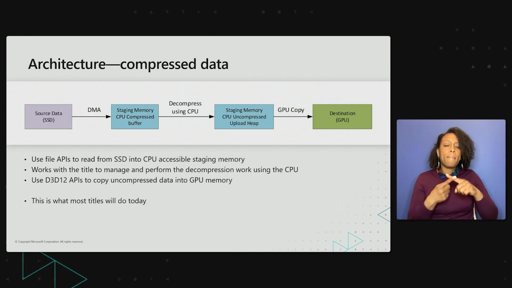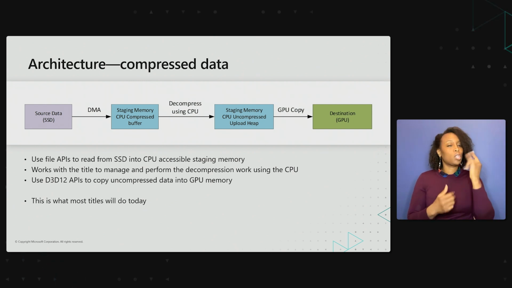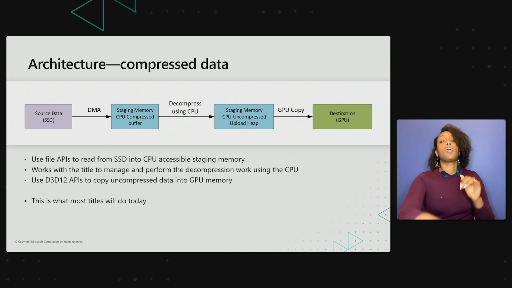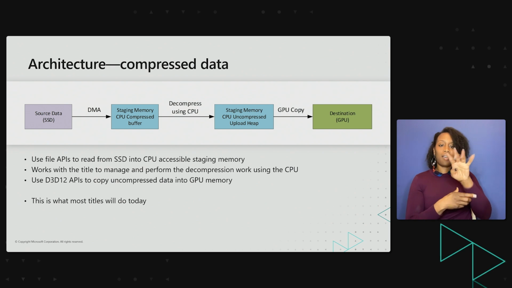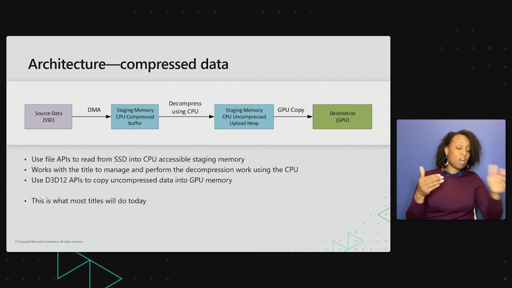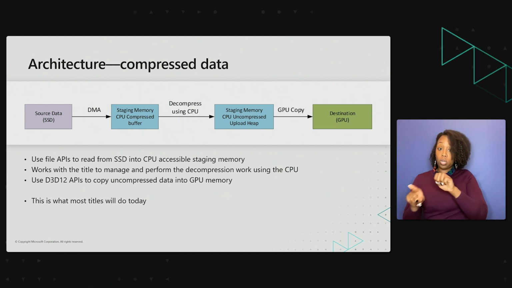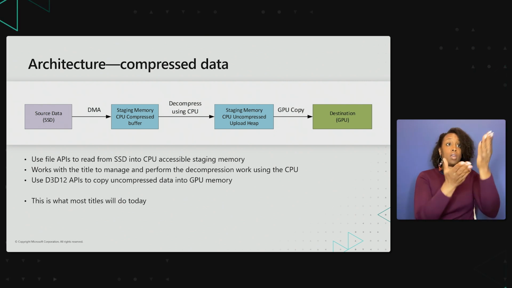So what about compressed data? Titles today use compressed data. Compressed data looks very much like the uncompressed workflow. The runtime will take a small detour to include the title in the decompression process here, but the rest of it is the same. The data is read from a source, from the SSD again, into the CPU staging buffer, which will be handed off to the title for decompression.